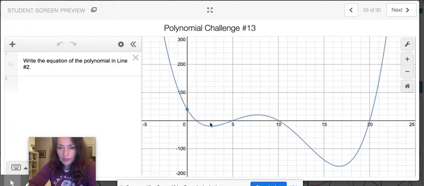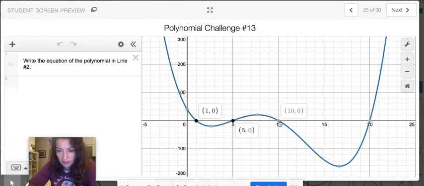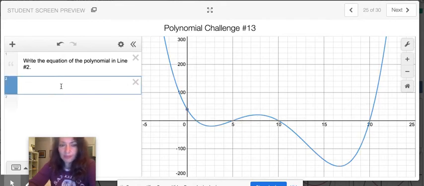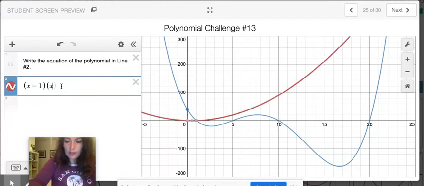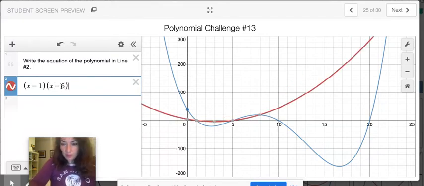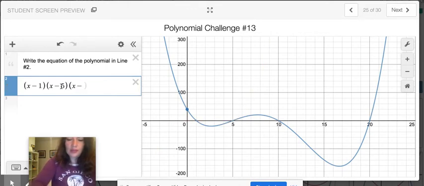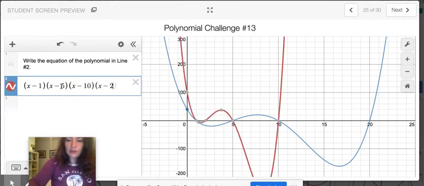Here it says to write the polynomial equation. So we have a 1, 0, it passes through 5, 0, and a 10, 0, and a 20, 0. So these are all degree 1s because they are just passing through. So I should have x minus 1 times x minus 5 times x minus 10 times x minus 20.